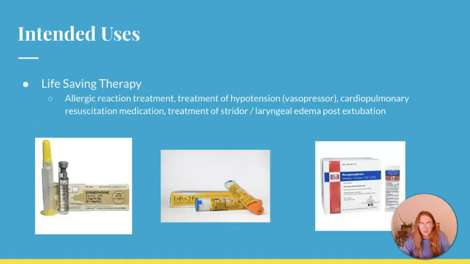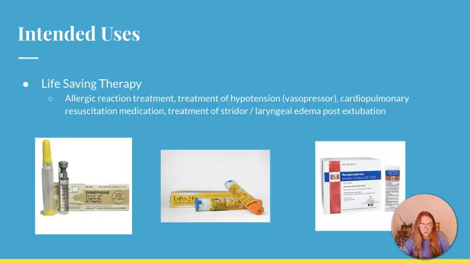The intended uses for epinephrine include life-saving treatment. As an ICU nurse, I often work with epinephrine. An EpiPen, which is the middle image, is used as an intramuscular injection for allergic or anaphylactic reactions. It can also be used as a vasopressor, as either a continuous IV infusion or an IV push medication for the treatment of hypotension or low blood pressure. When someone goes into cardiac arrest, one of the medications given is epinephrine, and this is our medication of choice because it has positive effects on the blood pressure and heart rate.